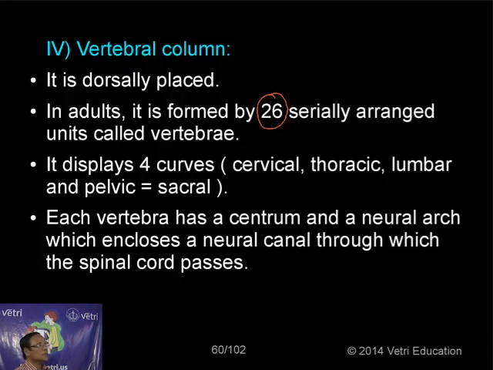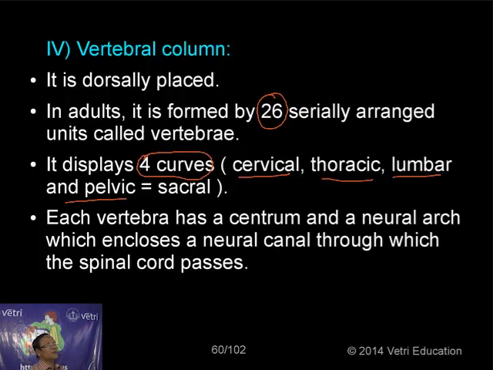And the vertebral column exhibits four curves in different regions. One in the neck region, called cervical, another in the thoracic region, another in the abdominal lumbar region, and finally the pelvic region, which is also the sacral region. So we have four curves: cervical, thoracic, lumbar, and pelvic.